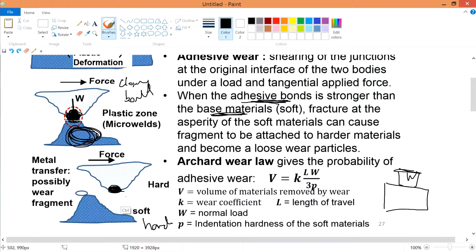Okay, so if you don't understand, you can click back a few minutes and rewatch. Hopefully it's clear. If the adhesive bond is larger than the hardness of this thing, you're going to peel off the soft material. If the adhesive bond is lesser, then you will not peel off the soft material. That's just the meaning of that.